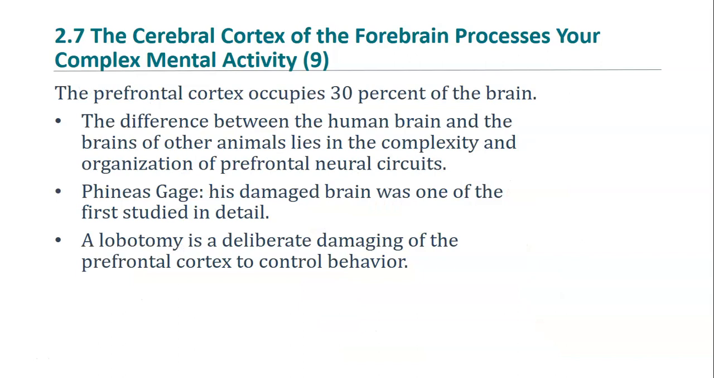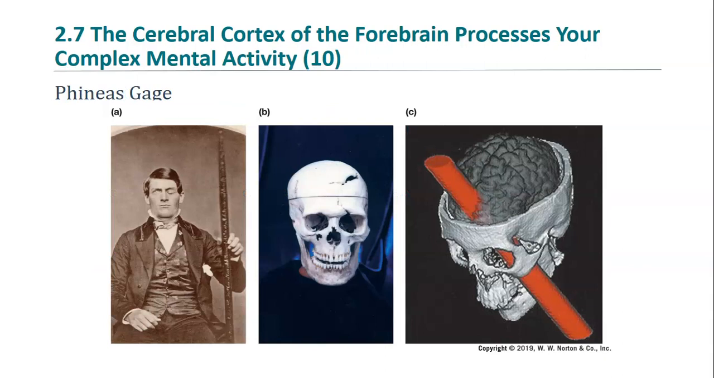The prefrontal cortex makes up approximately 30% of the volume of the human brain and is much more developed than in any other animal. Some of our first understanding of the functions of the prefrontal cortex came about as a result of an accident in 1848 to a young railroad foreman named Phineas Gage. Gage, shown here on the left, was injured when an iron tamping rod, which he's holding in his left hand here, was driven through his skull as a result of an accidental explosion.